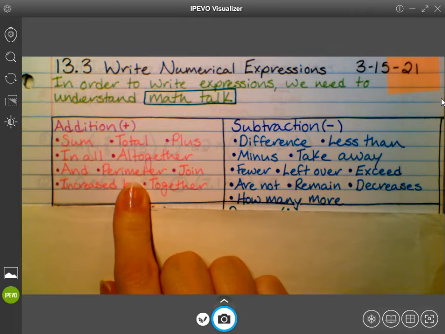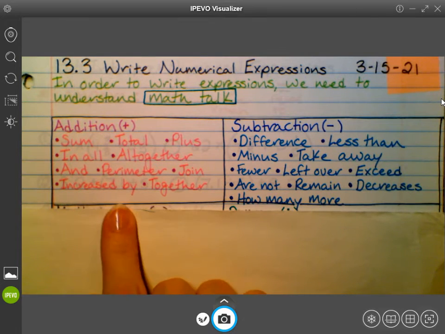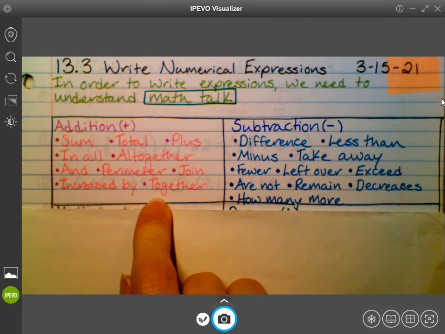join, increase by, or together, that all means addition.